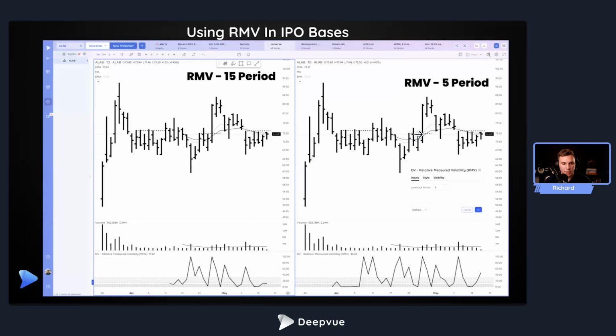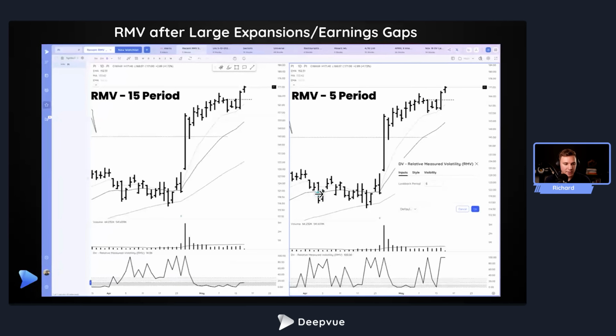And if you remember the Google chart that I showed previously, I had that set to a 5 period just because we didn't have 15 days of price action before that tight area emerged. So the IPO base is one of the key situations where I like to drop this down to 5 periods. And the other one is after a really explosive bar, likely on earnings or a huge gap up. Because that's such a huge burst in volatility, it's going to skew everything, where any normal volatility after that looks tight. And you'll see a drop off on the normal 15 period RMV.